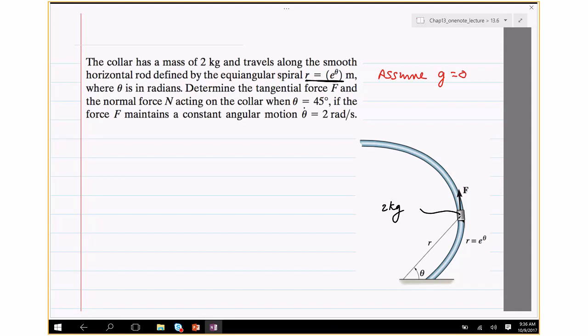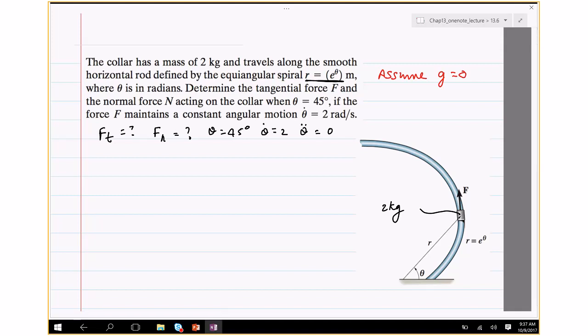Determine the tangential force, so we've got to find Ft, and normal force Fn, acting on the collar when theta is 45 degrees. So theta is 45 degrees. If the force F maintains a constant angular motion, theta dot equals 2, which means that theta double dot is 0 because it's constant speed motion.